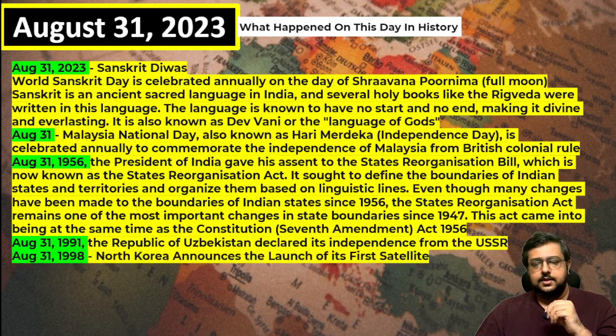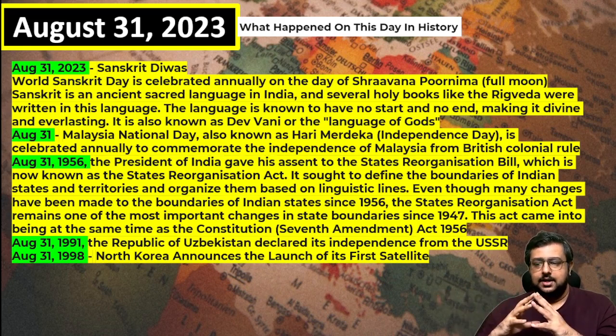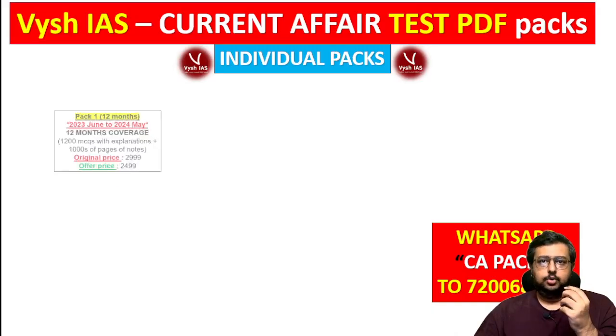Then in 1998, North Korea launched its first satellite. North Korea, you know, is a country which doesn't participate in any forum. It is not worth adding them into any forum also. They are a little violent, they don't follow any rules. The extreme level of China, you can say, that is North Korea. So they do nuclear bombs, they do satellites, and the first ever satellite launch happened on August 31, 1998. In 1997, Princess Diana died in a car crash, which I already told you. So these are the happenings which happened on August 31.